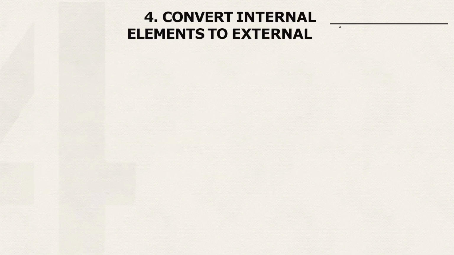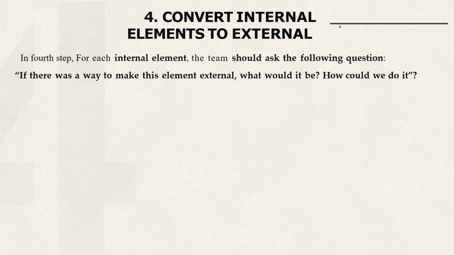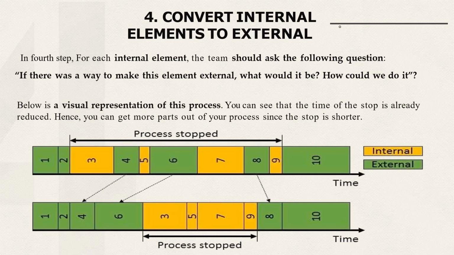In the fourth step, for each internal element, the team should ask the following question. If there was a way to make this element external, what would it be? How could we do it? Below is a visual representation of this process. You can see that the time of the stop is already reduced. Hence, you can get more parts out of your process since the stop is shorter.